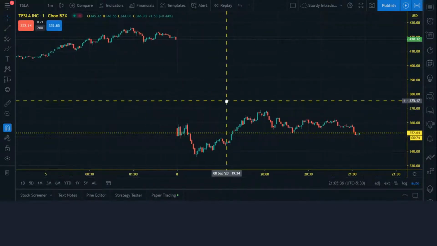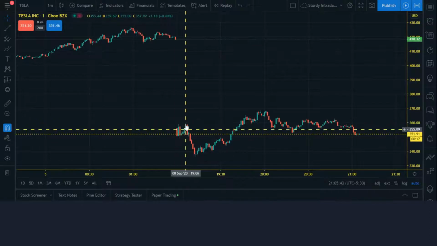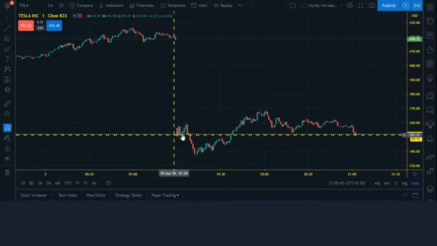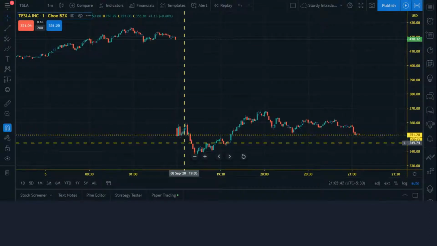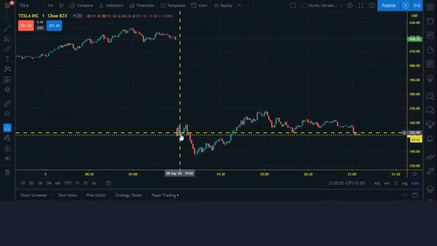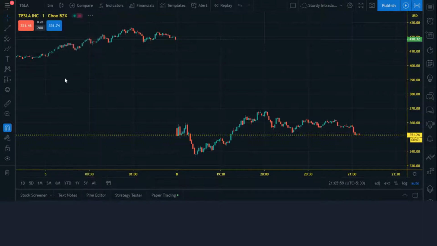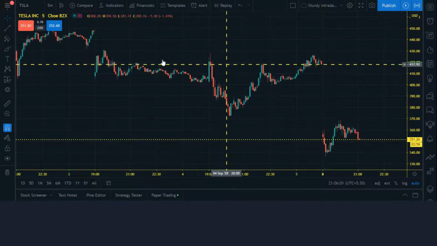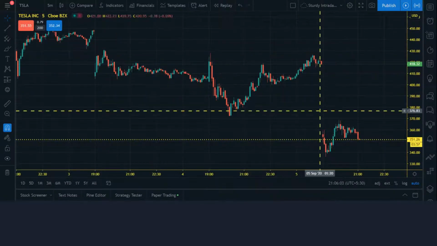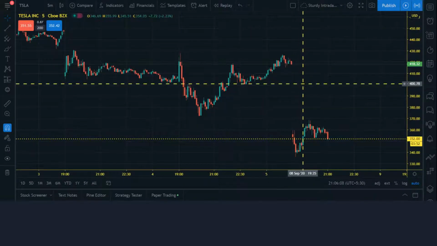If you see the Tesla stock, it is exactly the same as the SPY. It is acting the same as the market. When the market started falling, at that time Tesla also started falling. It was giving the same behavior as the market.